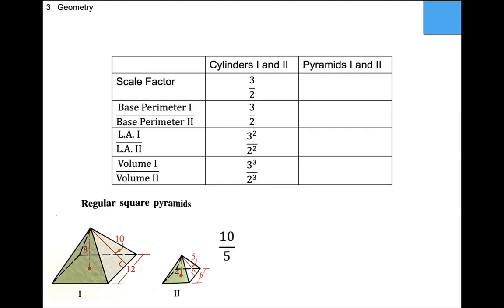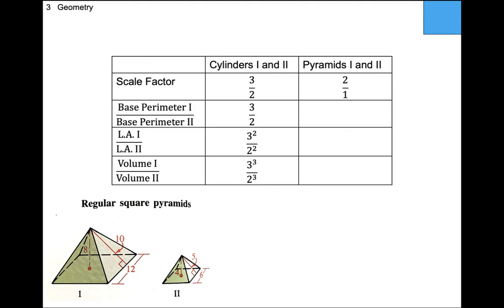We've got to find the scale factor, so pick any two corresponding sides. I'm going to pick the slant height. The slant height is 10 on the big one and 5 on the small one. 10 over 5 is 2, or 2 over 1. So that's my scale factor. Now, if I follow this pattern, then my base perimeter ratio should be 2 to 1 as well, but we'll go ahead and do the math to confirm that.